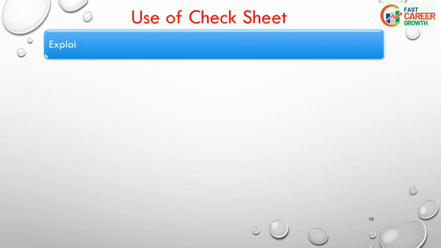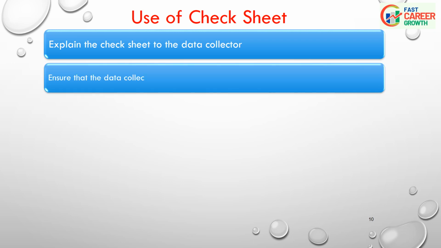Explain the check sheet to the data collector. Begin by introducing the data collector to the check sheet and its significance. Explain that a check sheet is a structured form designed to systematically collect data related to a specific project, problem, or process. Ensure that the data collector understands the reason for which data is being collected.